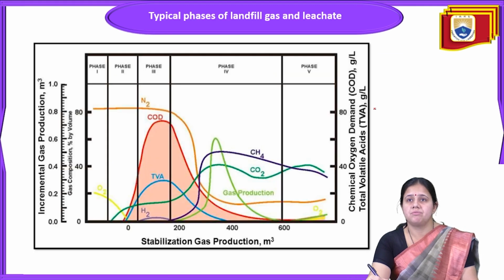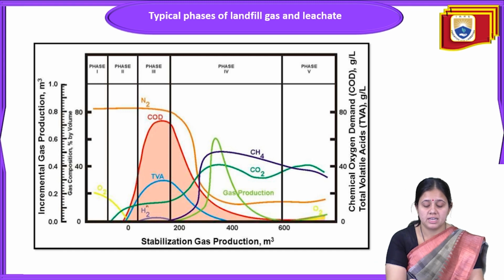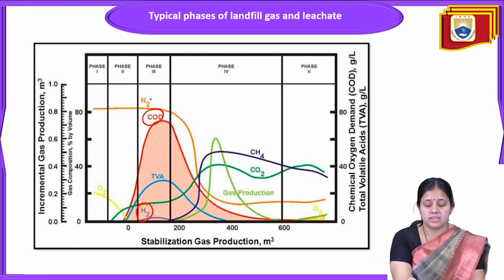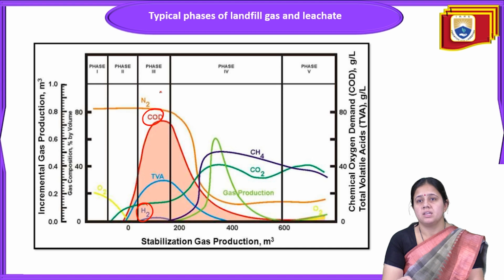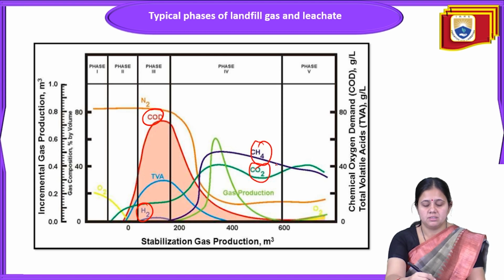So this is the typical phase of landfill gas and leachate. First of all, in phase 1, no such reaction will take place. Phase 2 is okay. Then after that, you can see that hydrogen, COD, nitrogen are all going to happen. In phase 4, methane and carbon dioxide will be there. This will involve the hydrolysis process.